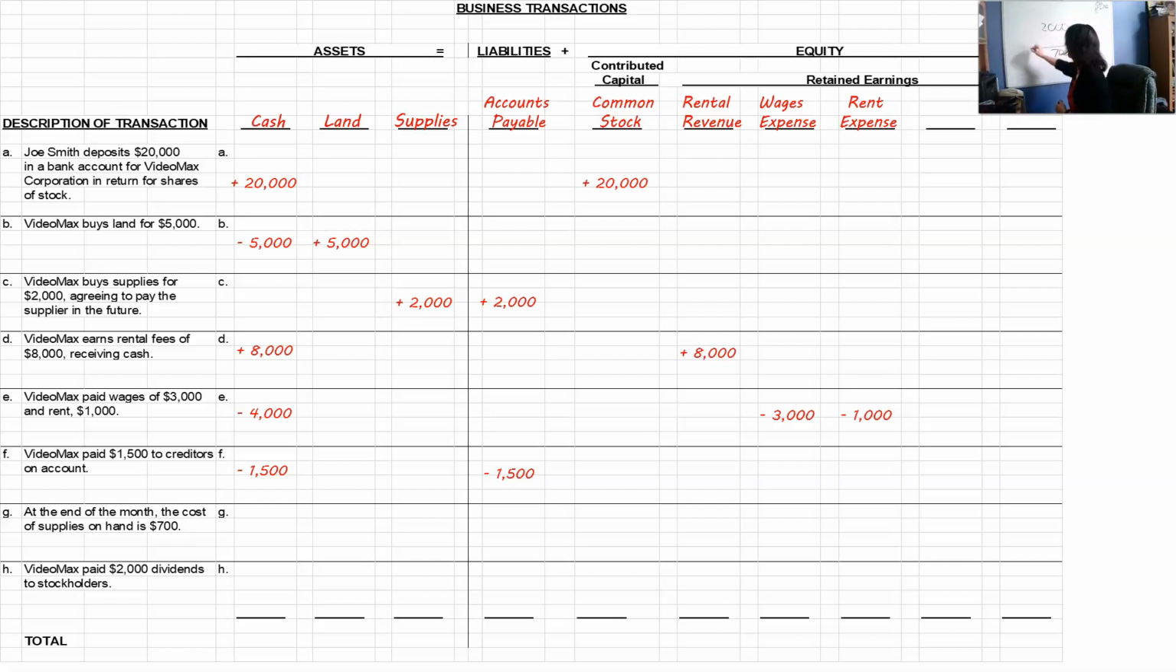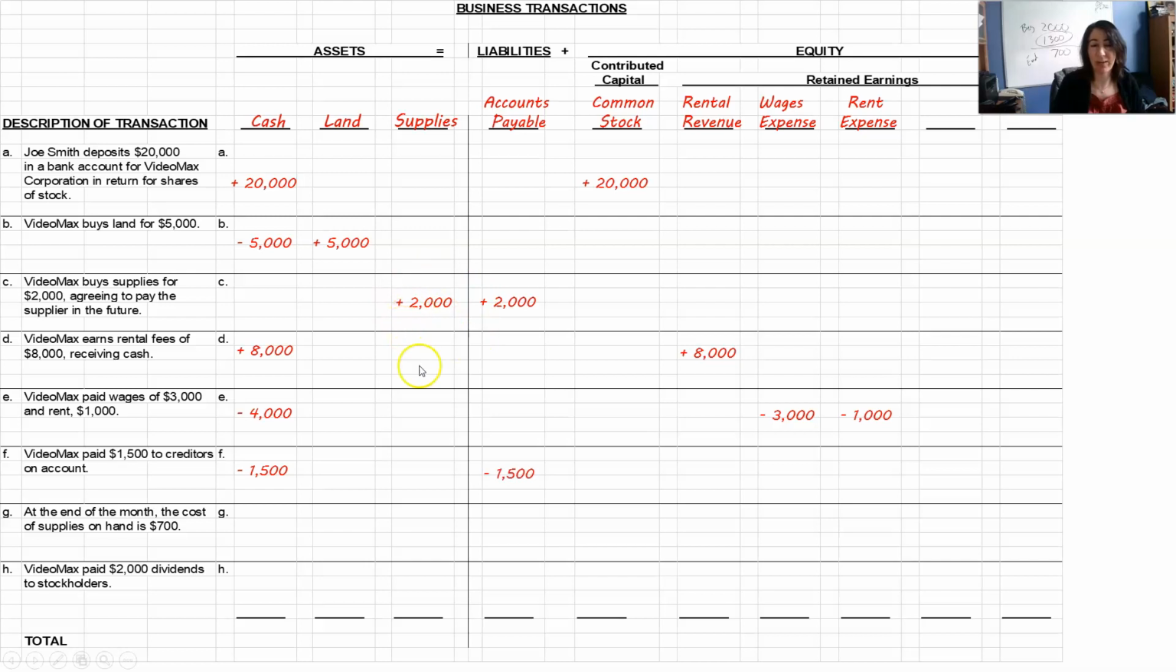So it's like beginning and ending. So the question is how many supplies did we use during the course of the month to run our business? We had to have used $1,300 in supplies, right? Because you see, we started the month with $2,000. Now they said we only have $700 at the end of the month, so we must have used $1,300 in supplies. So if that's the case, I've got to reduce my supplies account.